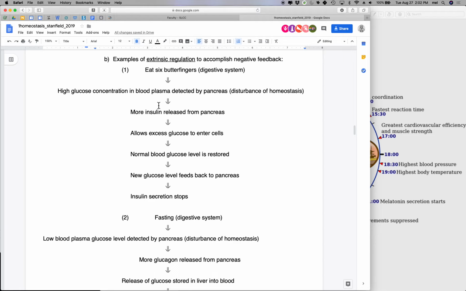So more insulin is released, and it allows the excess glucose to enter the cells, which of course drops the blood glucose level, which is what I was trying to accomplish. But how do I complete this story? I've solved the problem, but I will create another one unless the new glucose level feeds right back into the system. I mean, it's going to go there anyway, but where do I detect the new glucose level?